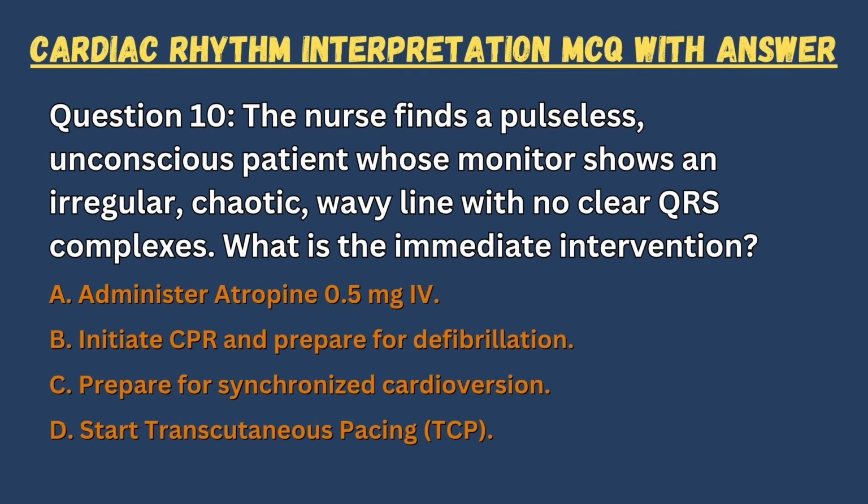Question 10. The nurse finds a pulseless, unconscious patient whose monitor shows an irregular, chaotic, wavy line with no clear QRS complexes. What is the immediate intervention? A. Administer atropine 0.5 milligrams IV. B. Initiate CPR and prepare for defibrillation. C. Prepare for synchronized cardioversion. D. Start transcutaneous pacing, TCP.